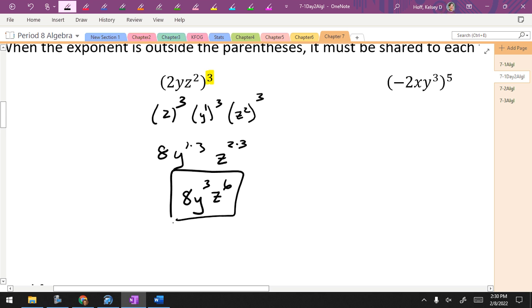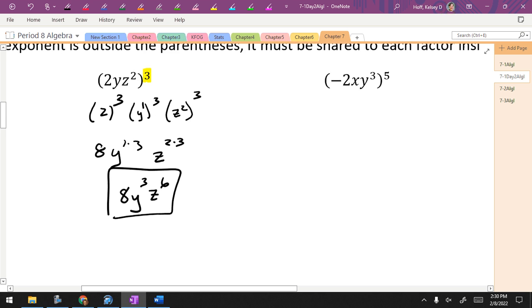Try the one on your right. Negative 2xy cubed raised to the 5th.